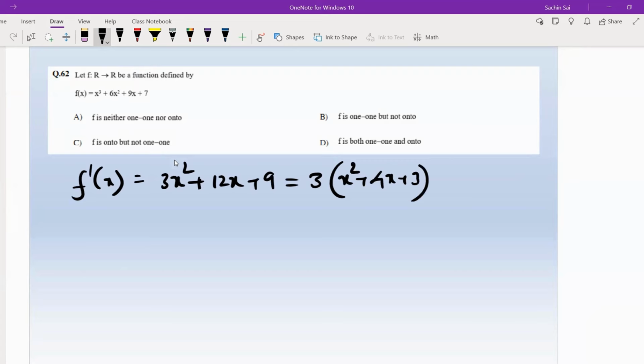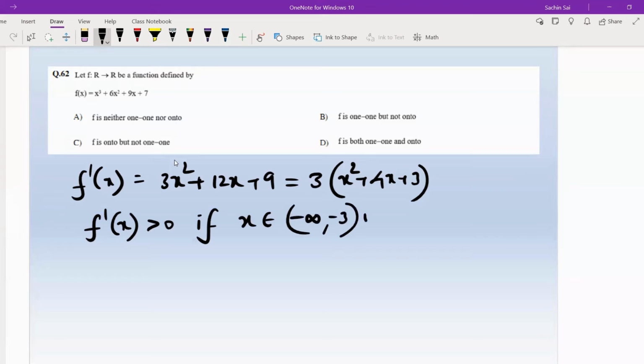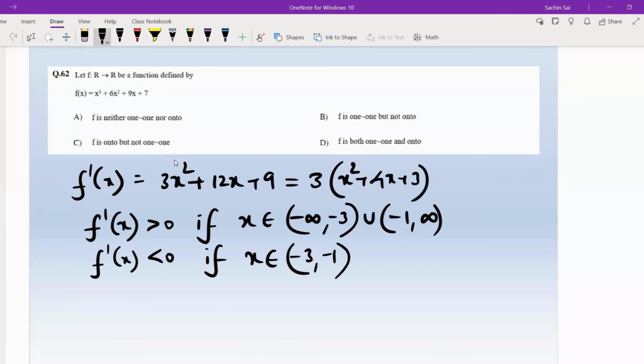Remember in that earlier question, we discussed that the first derivative should not change its sign. Now I have f dash x greater than 0 if x belongs to minus infinity to minus 3, union minus 1 to infinity, and f dash of x less than 0 if x belongs to minus 3 to minus 1.